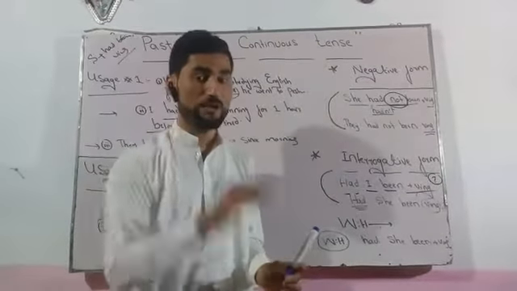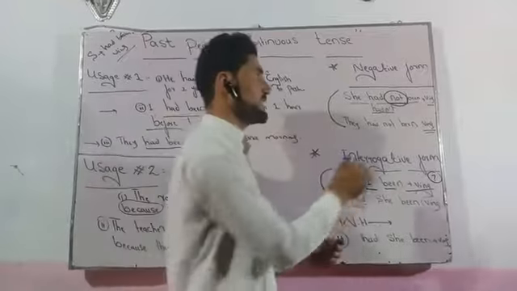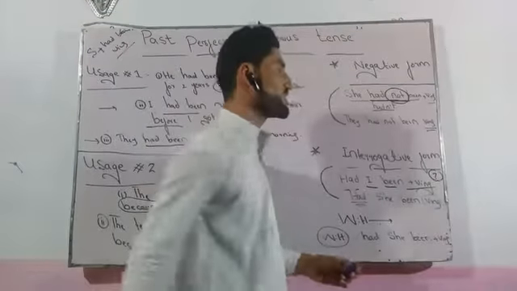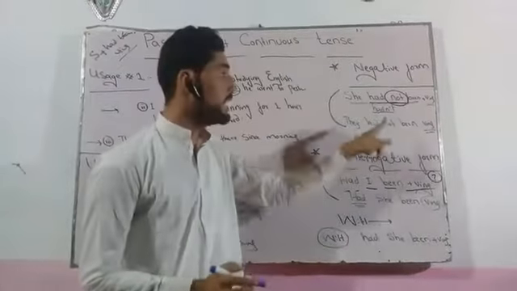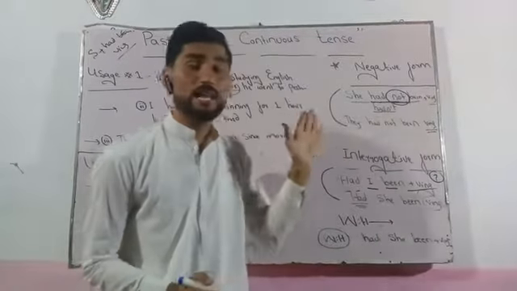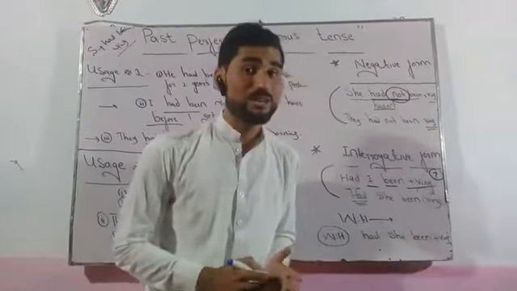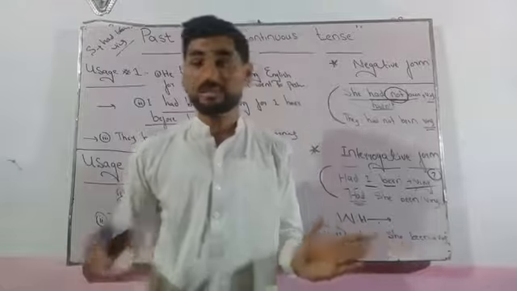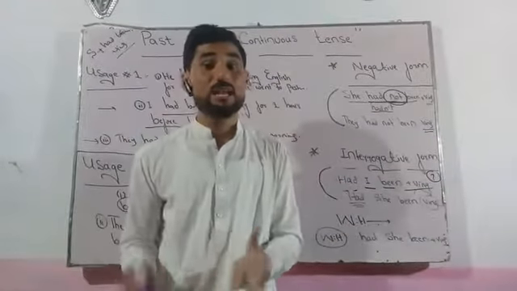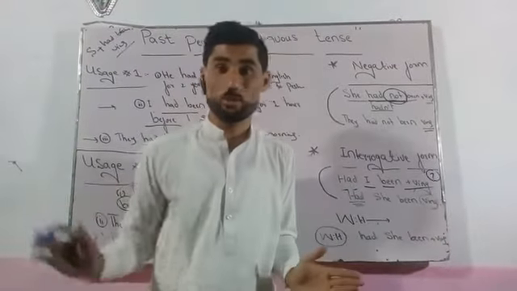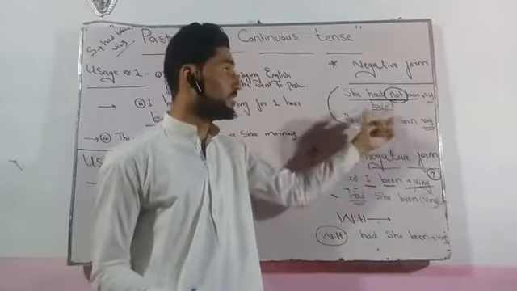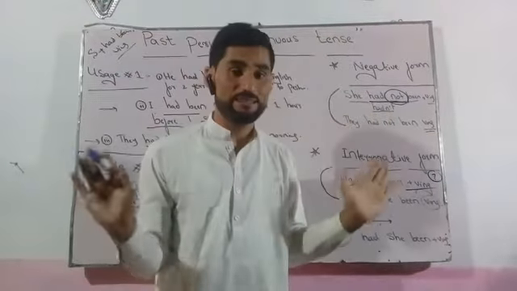Had been, had not been. You can also use the contraction of these two words. Had not, hadn't. She hadn't been cooking the meal. She hadn't been cooking the meal for some days. They hadn't been playing cricket since morning. So, had not can also be hadn't.